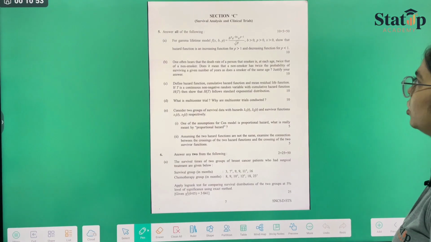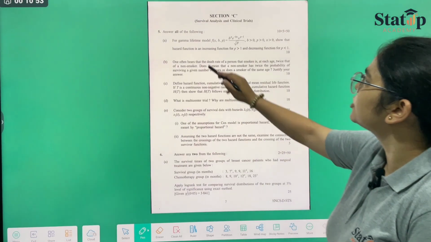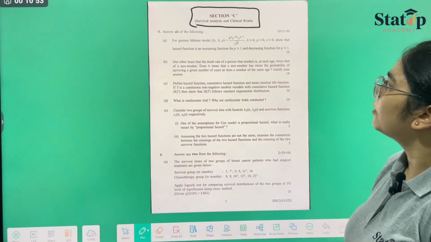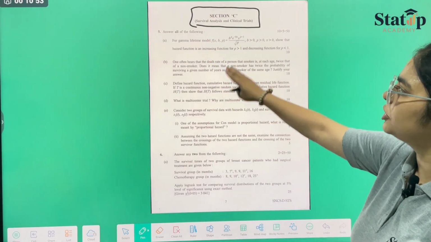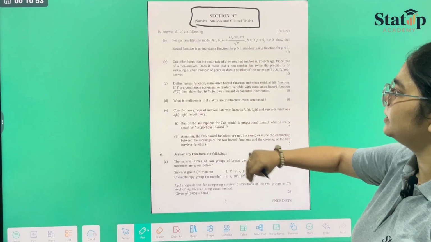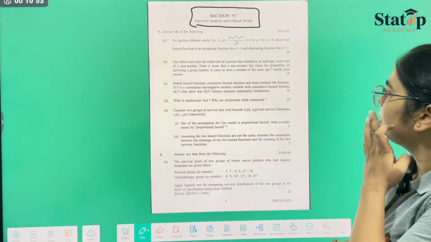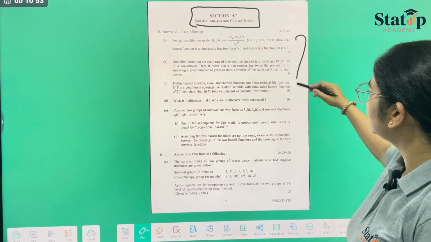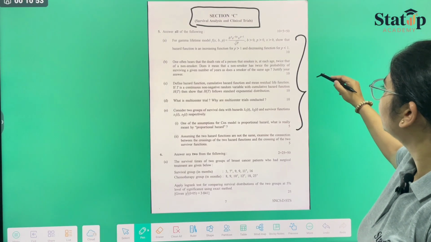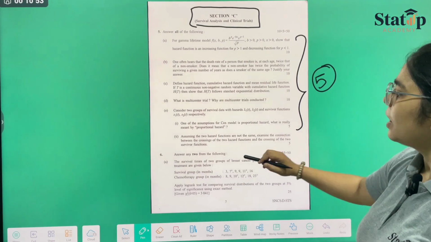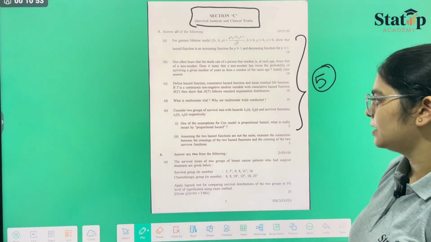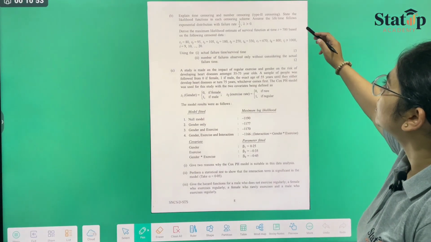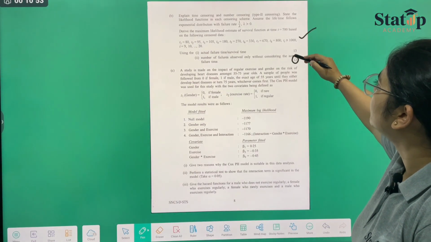vital statistics and demography. Now moving towards section C, which is survival analysis and clinical analysis. They have given us the five questions A, B, C, D and E in your question number 5, and these are all compulsory, 5 parts. And if we move to question number 6, A question has been of 25 marks, B question was of 13 plus 12 marks.